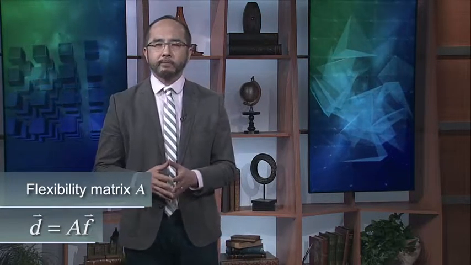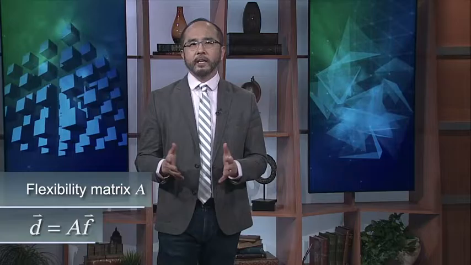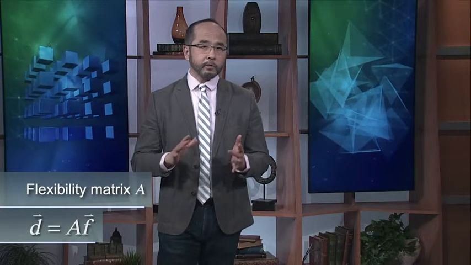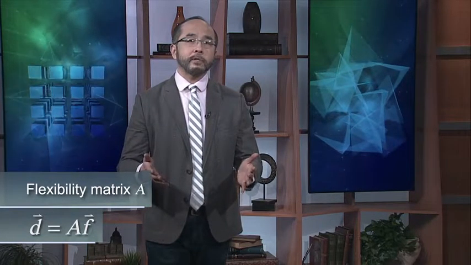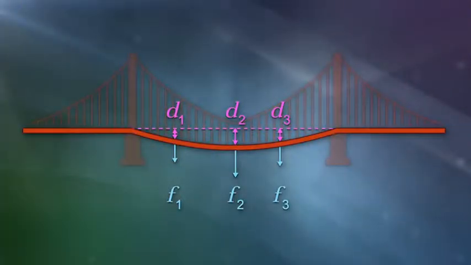The matrix A reveals how a deflection at a particular point arises as a linear combination of the forces at each point. The entries of A can be determined by seeing how the bridge responds to the various forces applied to it. For instance, if we have forces applied at 3 points along the bridge, then the matrix A is a 3 by 3 matrix.